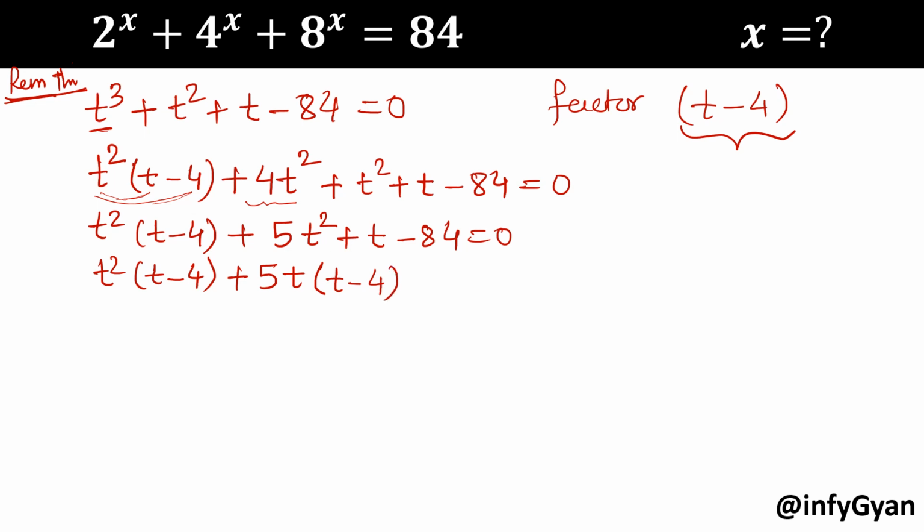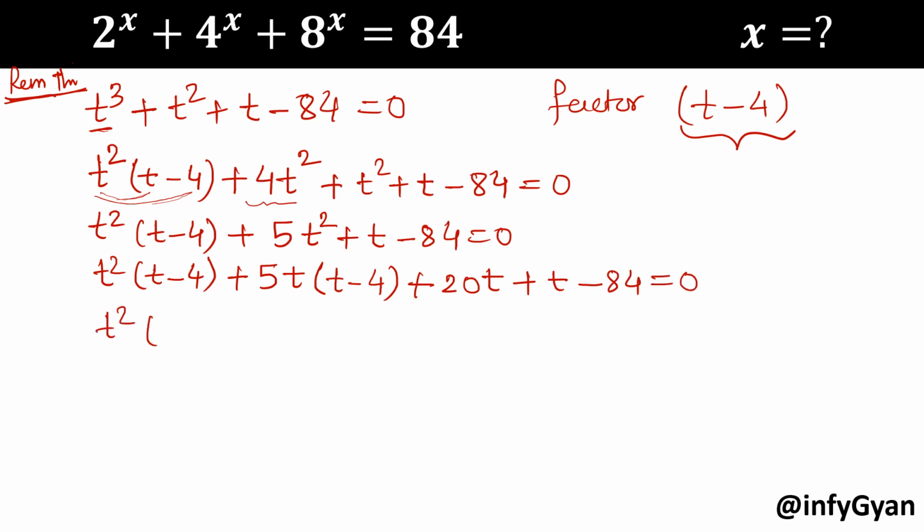I have written t square as t times that factor, so t times t minus 4. So 5t into t, 5t square as it is, no problem. 5t into minus 4, that means minus 20t is extra. So that will be compensated by plus 20t, plus t minus 84, equals 0.